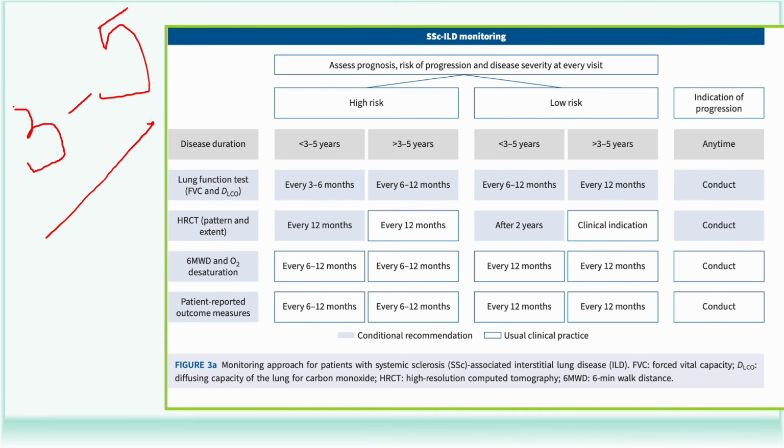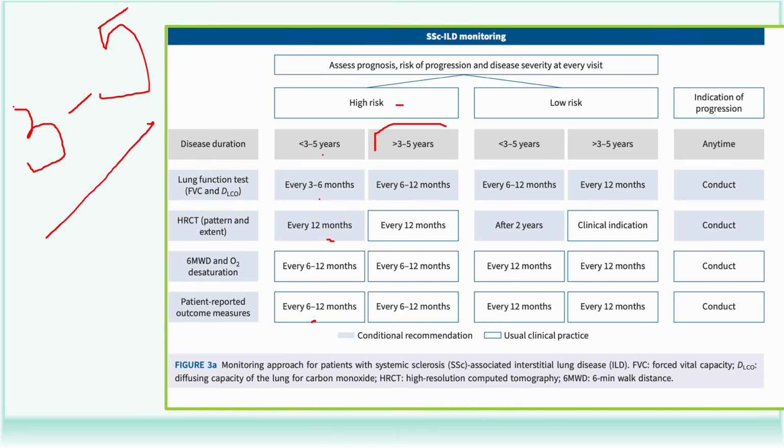So in systemic sclerosis, assess the prognosis, risk of progression, and disease severity. And if you think your patient is high risk, then for the first 5 years of diagnosis, tell him that his PFT will be done every 3 to 6 months. His HRCT will be done every year. His 6-minute walk test will be done every time he visits you, within 6 to 12 months. And we will ask him about his patient reported outcomes, his perception of improvement or worsening, every 6 to 12 months.